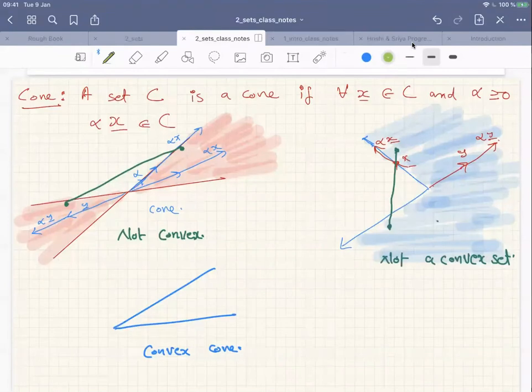Here, interestingly, this part also forms a cone, right? So that is a convex cone. Why? Because if you take any 2 points here and consider the line segment between those 2 points, that is a part of the set. Here also, if you take any 2 points and consider the line segment between them, that's part of the set. So this is convex.